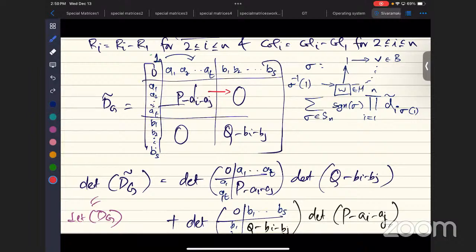Is it clear? Do these two people agree? Maybe you can repeat it. Who all agree? Who all don't agree with it?